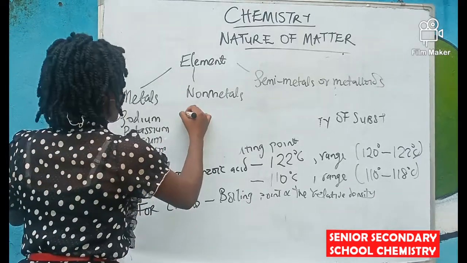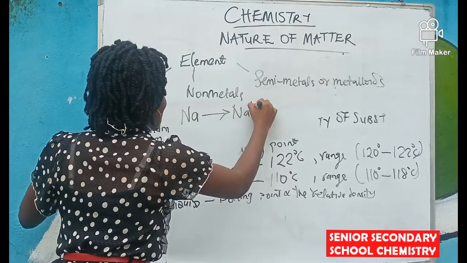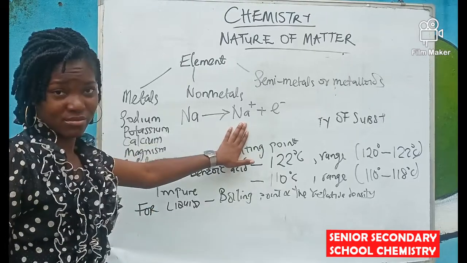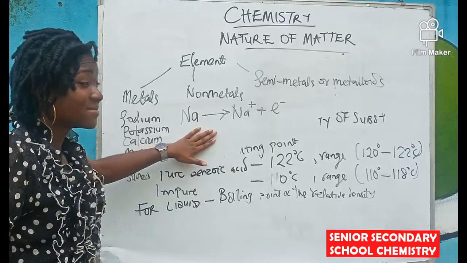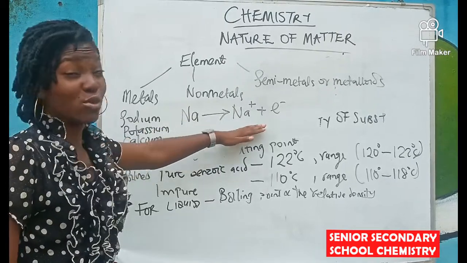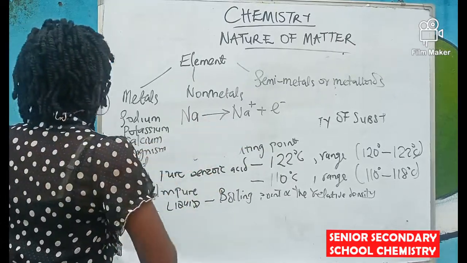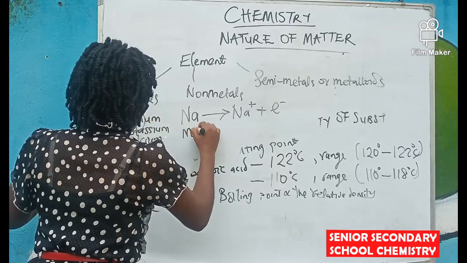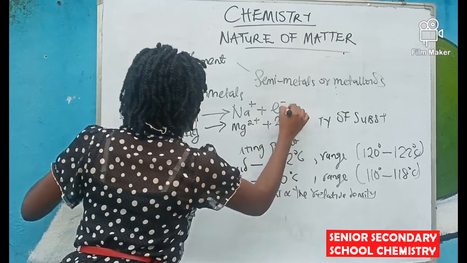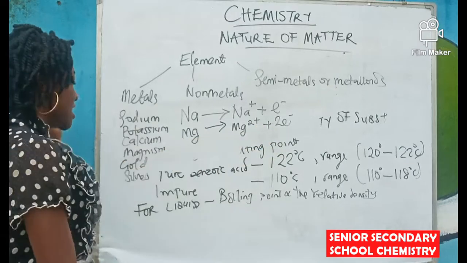Let me take sodium for example. Sodium ionizes by loss of one electron to form a cation. So sodium is a reducing agent because it undergoes oxidation. When we talk about oxidation and reduction, you get it clearly. So let's take magnesium for example. Magnesium ionizes by loss of two electrons to form a cation, etc.